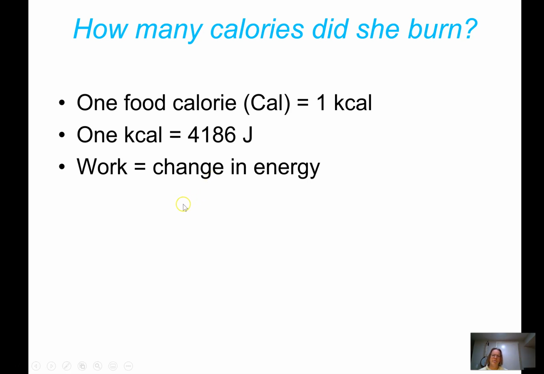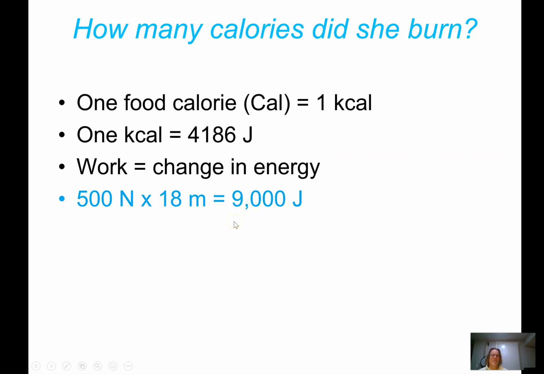Alrighty, so work causes a change in energy. So she's gaining a lot of it, gaining 9,000 joules of potential energy. Okay, so that's 9 kilojoules, if you see kind of where I'm already going with this thing.